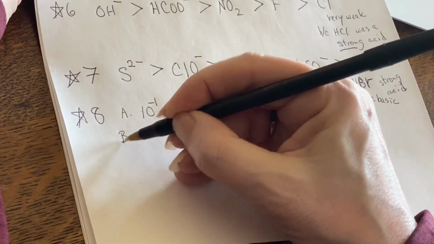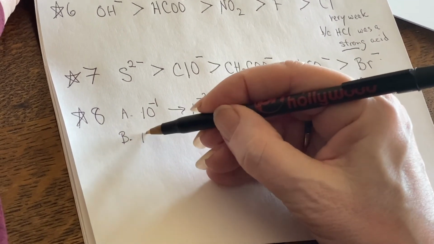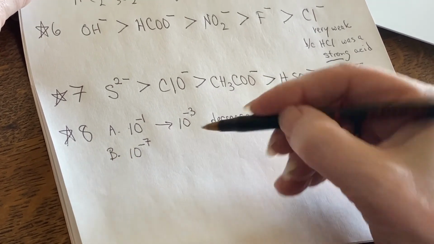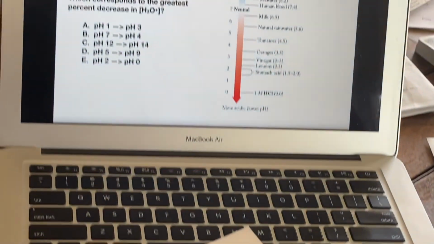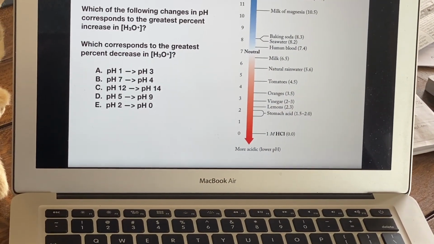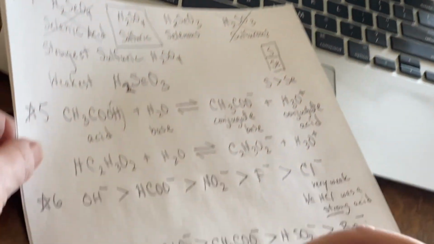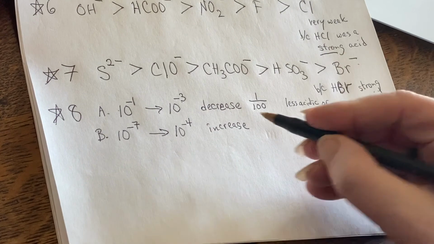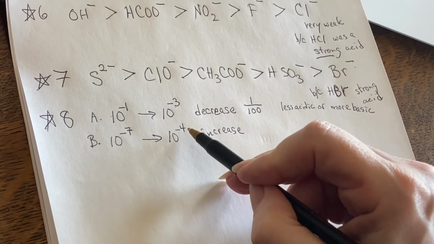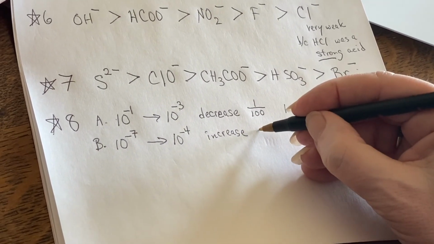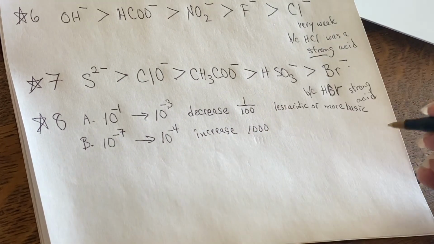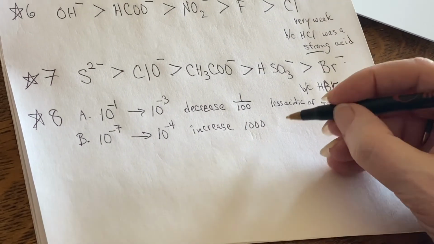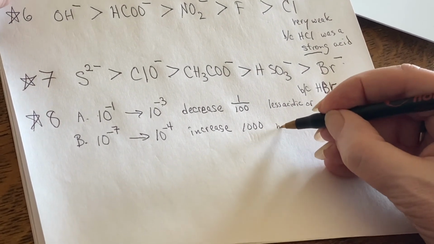So if we look at B then, it has a pH of 7. That corresponds to 10 to the minus 7th. And then it says that it's going to a pH of 4, which would be 10 to the minus 4. Okay, that's bigger. That's an increase. 10 to the minus 4 is bigger than 10 to the minus 7. That's an increase. By how much? Well, that's 4 and, oh, that's 1,000. Wow. That's 1,000. 3 is the difference there. So this is becoming more acidic.